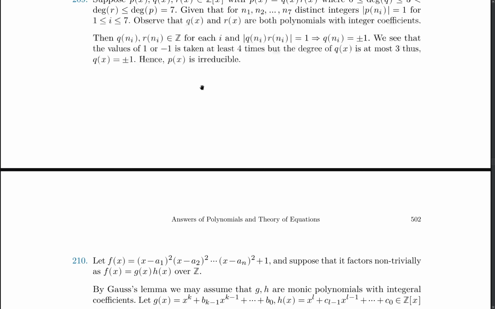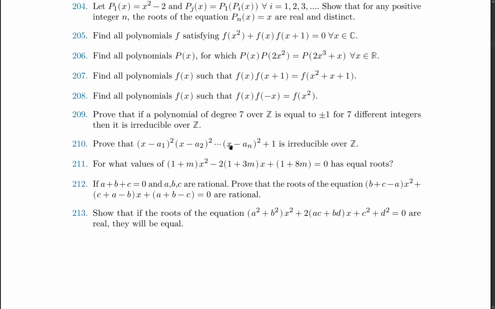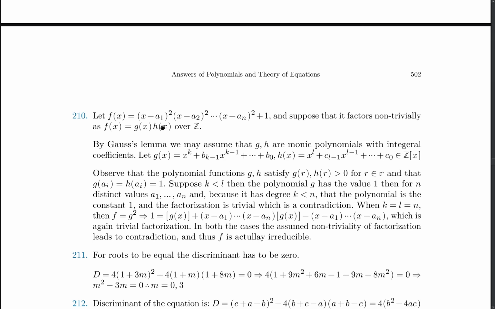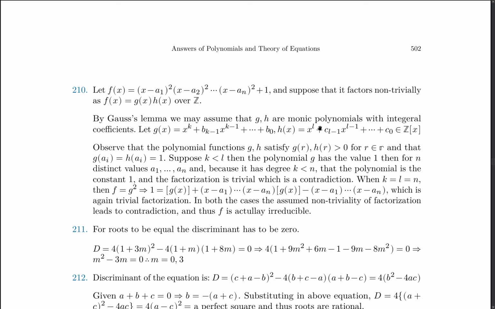Now question 210 says: prove that (x minus a1) whole square into (x minus a2) whole square up to (x minus an) whole square plus 1 is irreducible over Z. So we consider a function f(x), and we suppose that it factors into two functions g(x) into h(x). So we will prove by contradiction. By Gauss's lemma, we may assume that g and h are monic polynomials with integral coefficients.